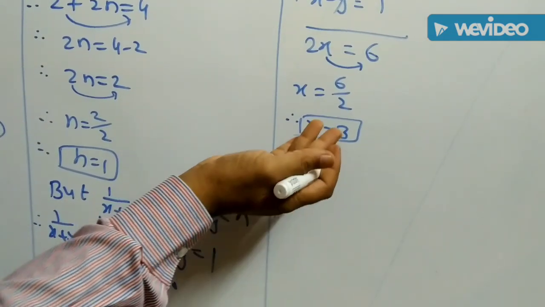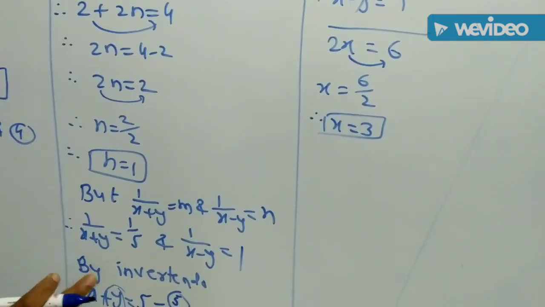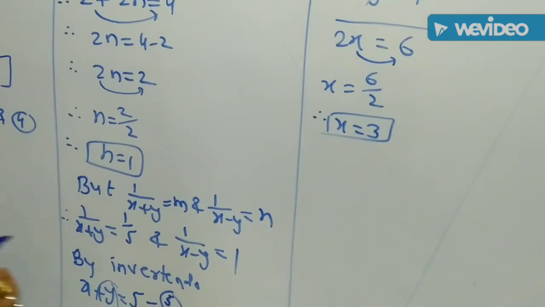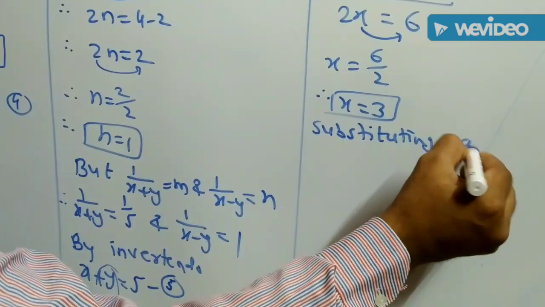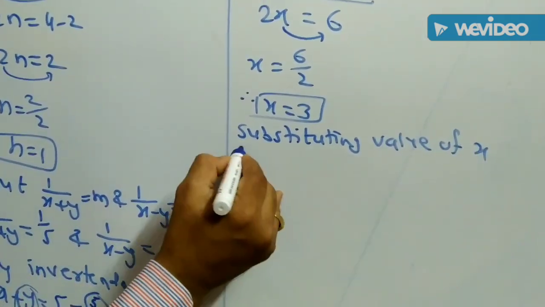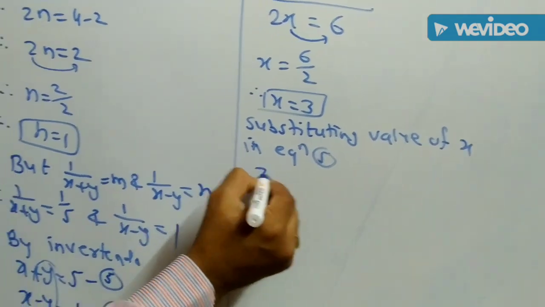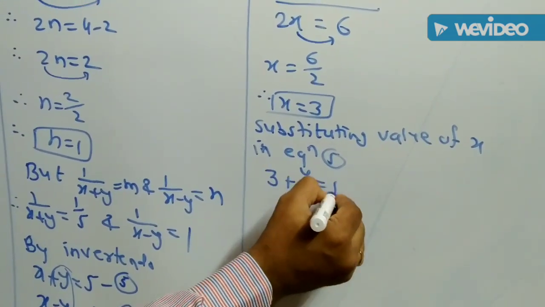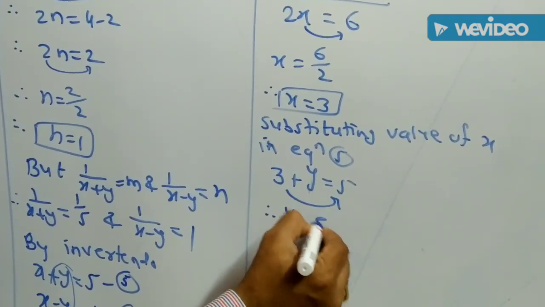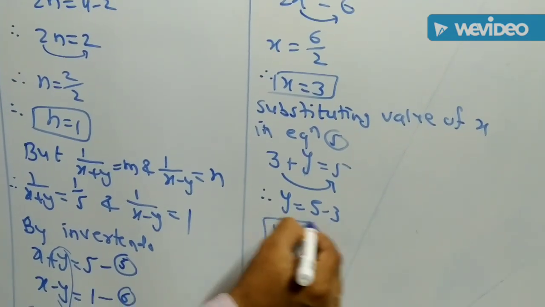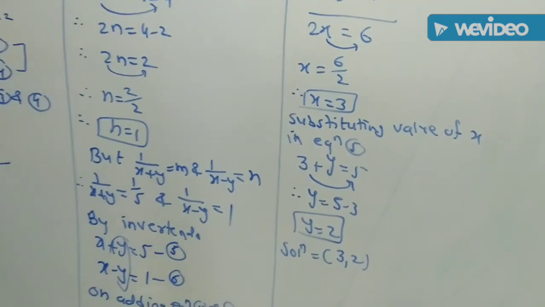Now to find the value of y, we put this value of x in equation 5 or 6. I put in 5 because all signs are positive. Now substituting the value of x in equation 5, we get x that is 3 plus y is equal to 5. To find the value of y, plus 3 gets converted to minus: y is equal to 5 minus 3, that is 2, and therefore the solution is 3 and 2.